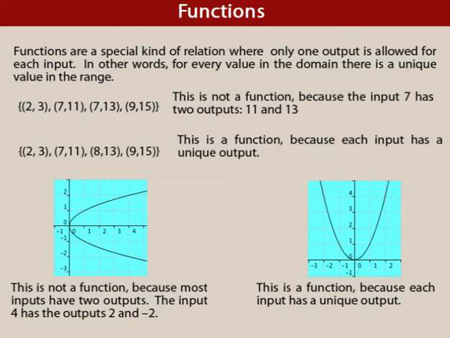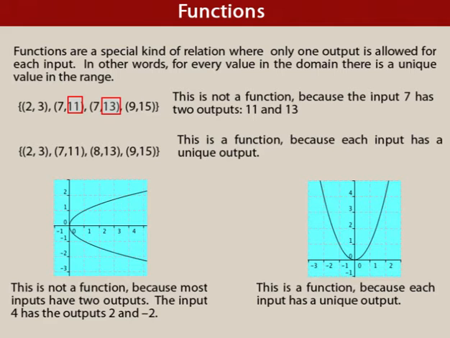Functions are a special kind of relation where only one output is allowed for each input. In other words, for every value in the domain, and those are the x values, there is a unique value in the range, the y values. The first list here is not a function because the input 7 has 2 outputs, 11 and 13. The next list is a function because each input has a unique output. For each x value, there's only one unique y value.